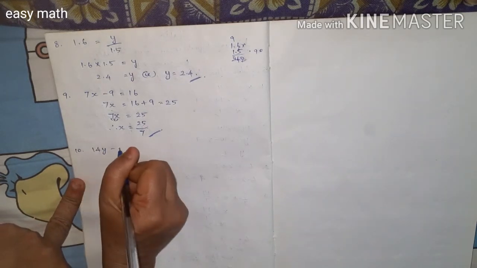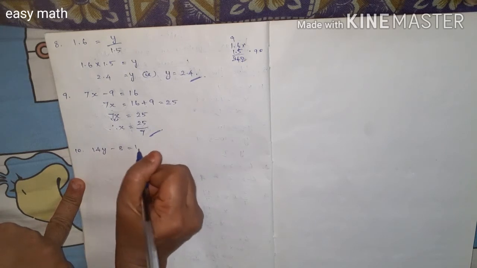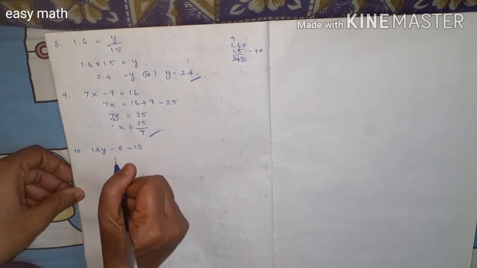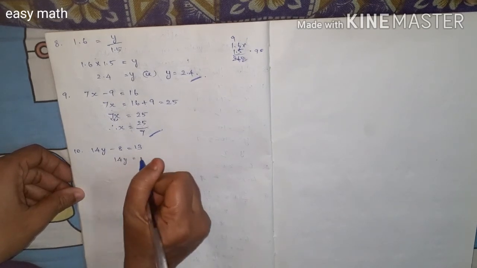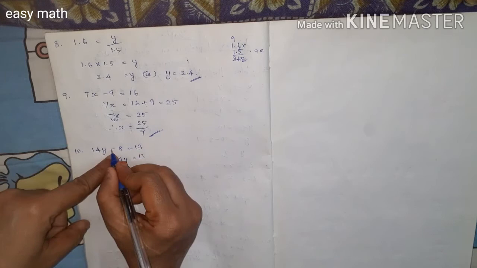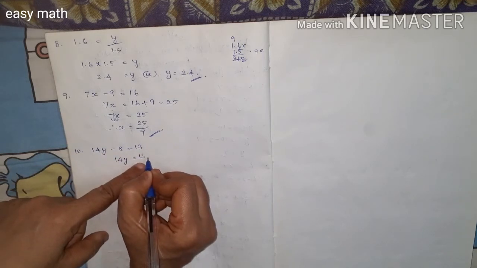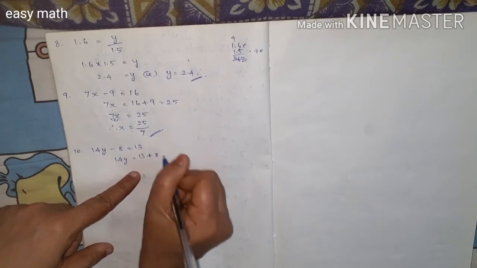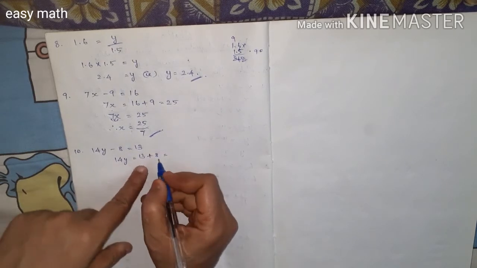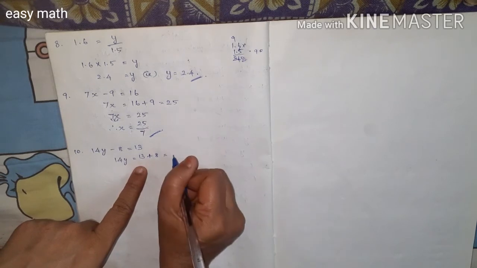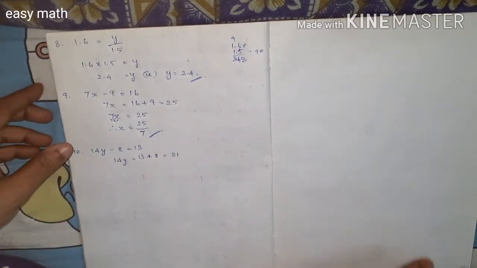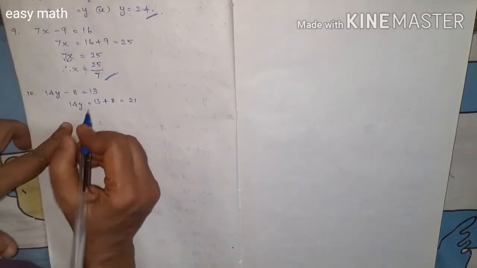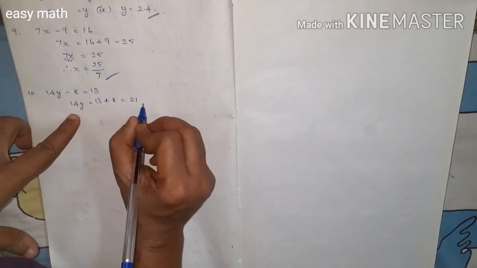14y minus 8 equal to 13. Here 14y equal to 13, minus 8 becomes plus 8. Then we have to add these numbers. 13 plus 8, we get 21. Now 14y equal to 21.